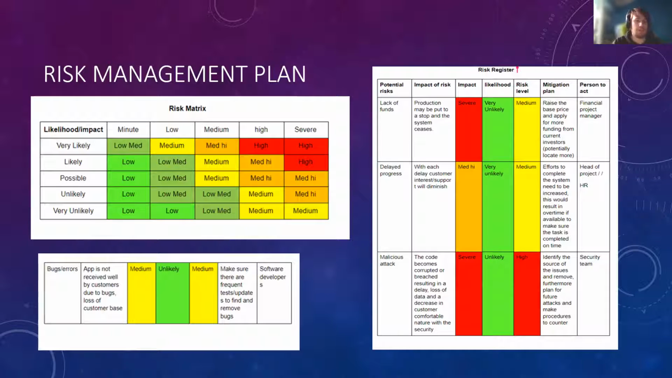The next section from there would be a malicious attack. So this would be an attack from a hacker or some sort of threat, and this could result in the code becoming breached and potentially data being stolen. This impact is very severe, and luckily, again, pretty unlikely, although it is possible, and the risk level would be rather high. So our mitigation plan would be to identify the source of the issues and try to eliminate it as quick as possible, or try to, in a sense, prevent it as well as we possibly can. This would then go to the security team.